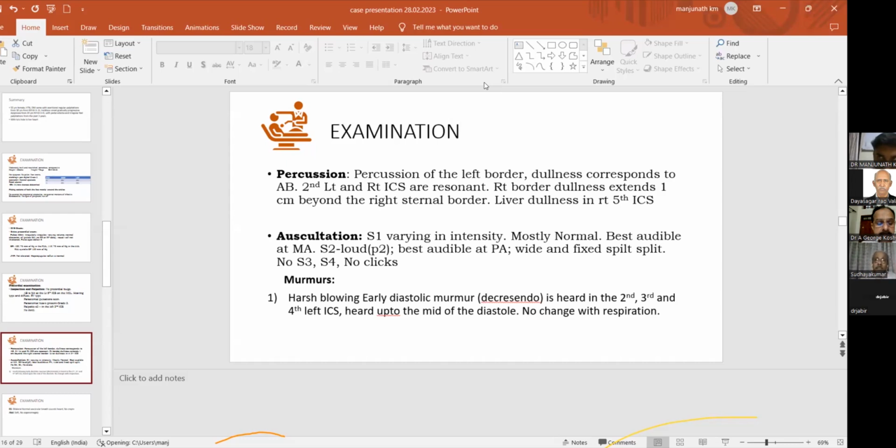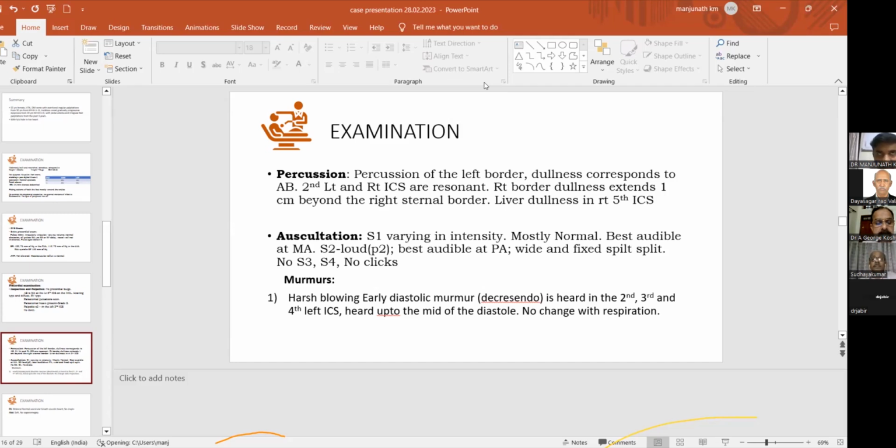You have to say decrescendo murmur to convey that it is pulmonary regurgitation of normotensive type. Sir, there is a decrescendo diastolic murmur starting just after P2. Or some people use the term late or delayed early diastolic murmur. These are terms used. But decrescendo is the most important to say that it is a semilunar valve regurgitation. Okay. Up to the middle of diastole. No change with respiration.